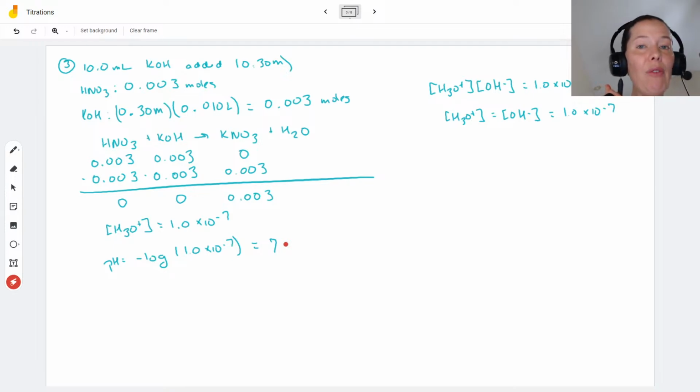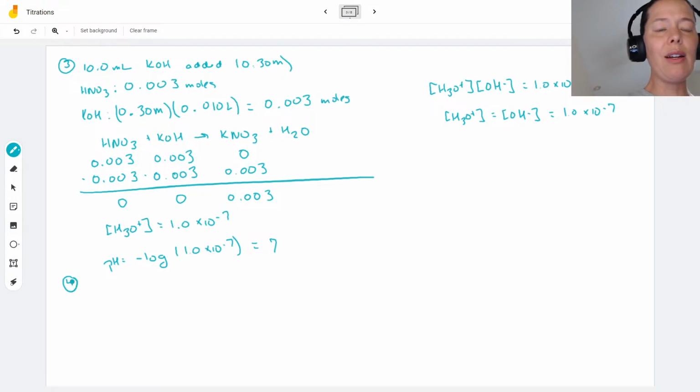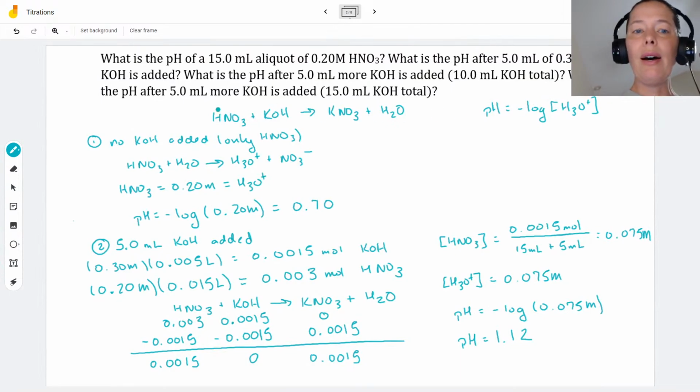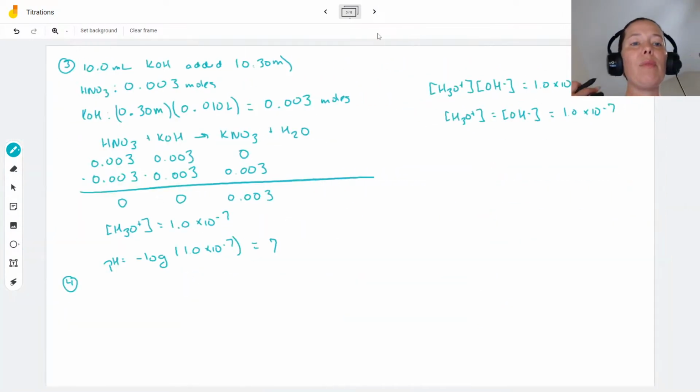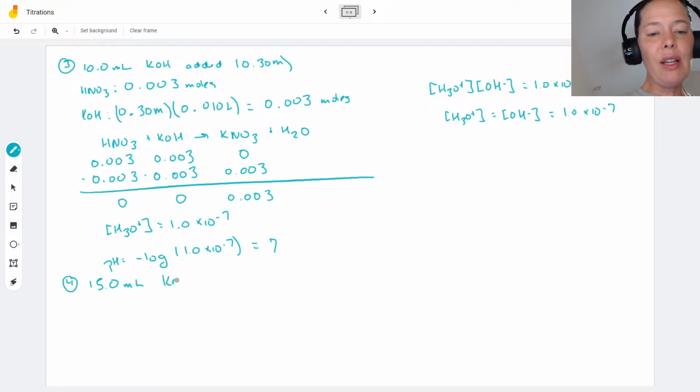Okay, we have one more part, and I'm going to try and squeeze it in here. So our last part of this problem, let me just pop back here. So we're going to add another 5 milliliters, which brings our total up to 15 milliliters of potassium hydroxide. Again, I'm going to approach this in the same way. I'm going to say I have 15 milliliters of potassium hydroxide that has been added, and it is still the 0.3 molar solution.